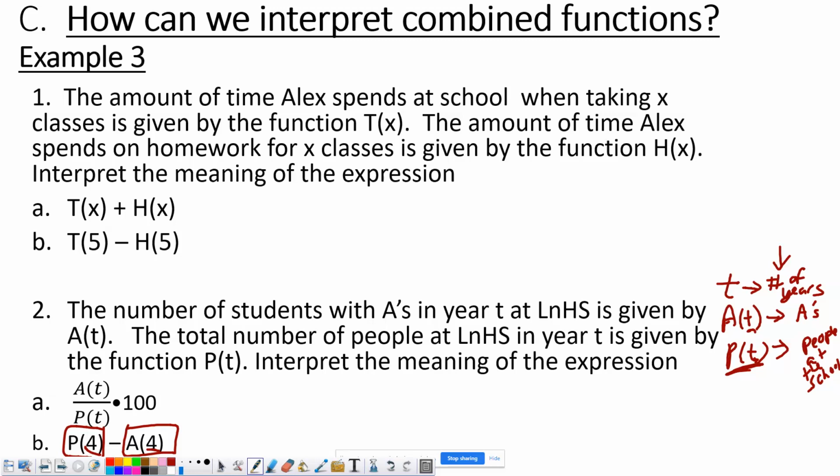So what do we get if we subtract them? Well, there's a few ways you could say it. You could say it's the difference between the total population and the number of people with A's in the 4th year. Or another way you could say it is, if you take the number of people that have A's away from the total number of people at the school, what is the rest of the population you're talking about there? Well, those are people that don't have A's, right? So if you put these together, what that tells you is the number of people who don't have A's in year 4.